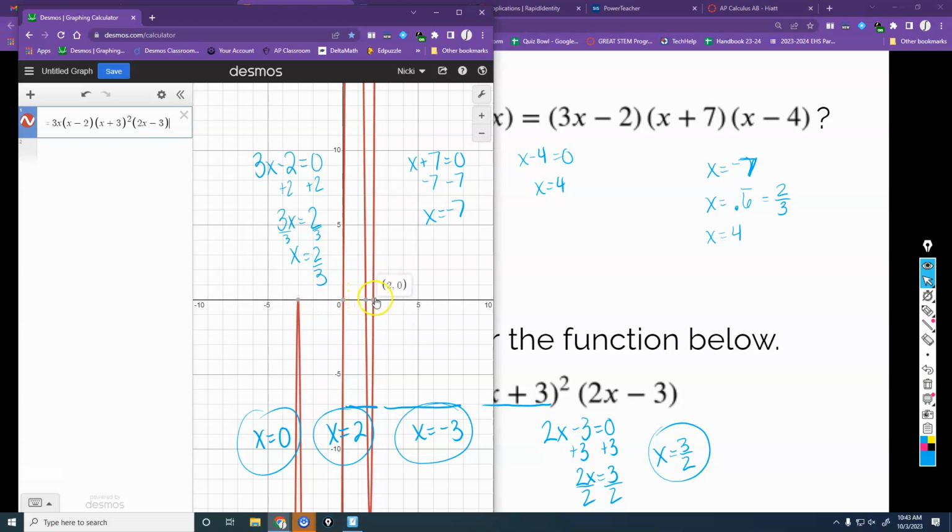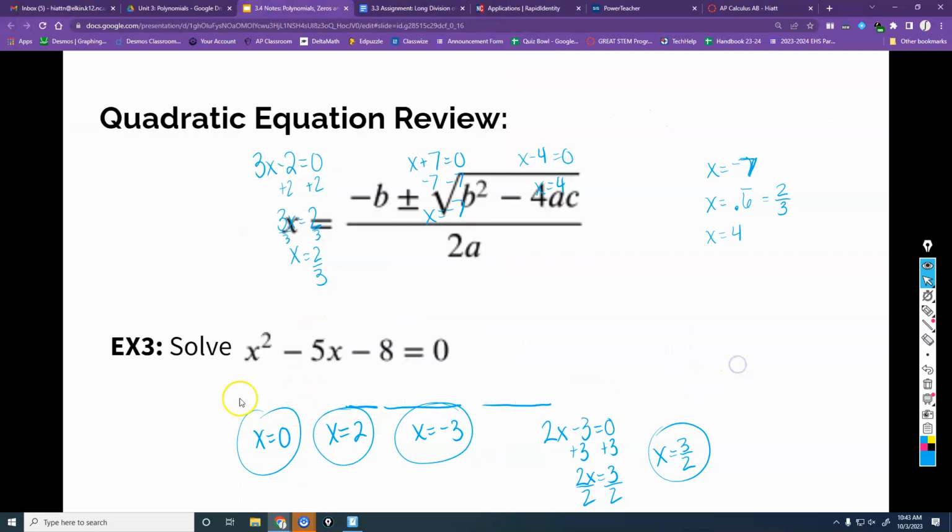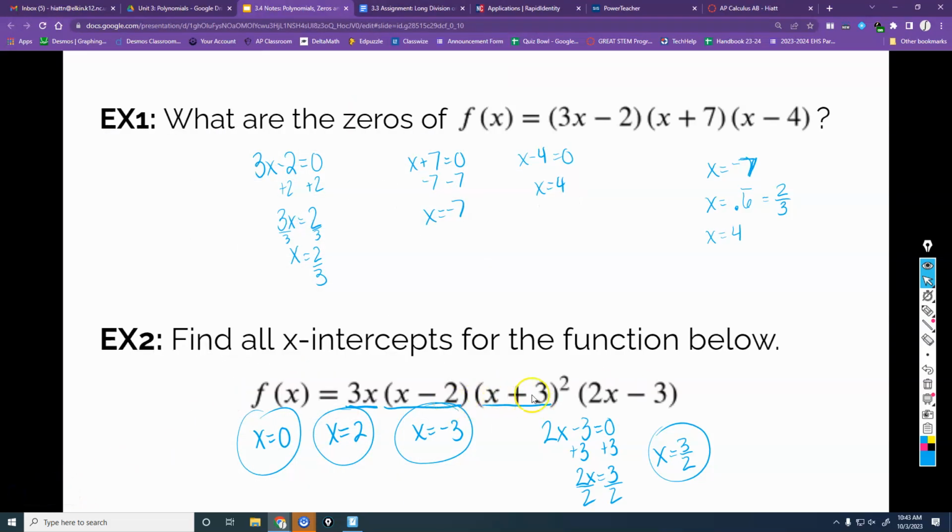See how the other 3 cross right here? Look at your equation. What was special about the 3 right here in our equation? It was squared. So really, if we wanted to, we could have written it out like this. 3x times x minus 2 times x plus 3 times x plus 3. We could have written it twice, because that's what it means when we have something squared, is that it's multiplied by itself twice. 2x minus 3. So that x plus 3 is a double 0. It has a multiplicity of 2 for that. It didn't ask that. I'm just giving you extra information here.